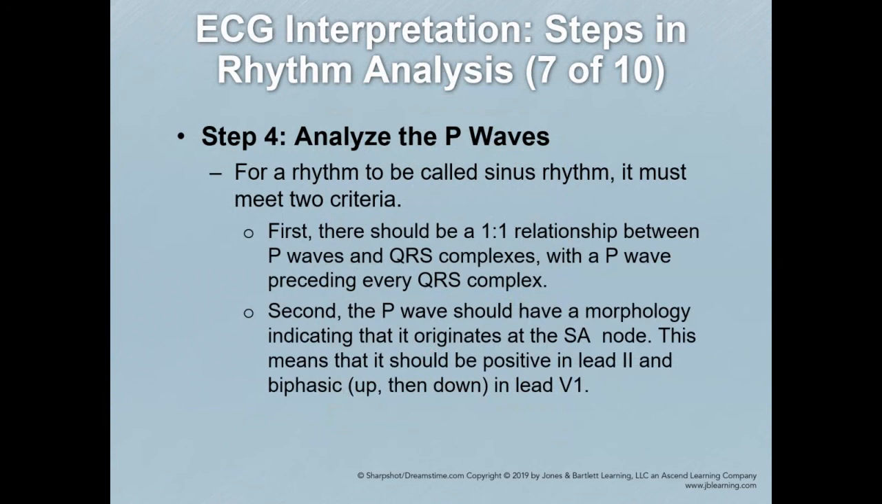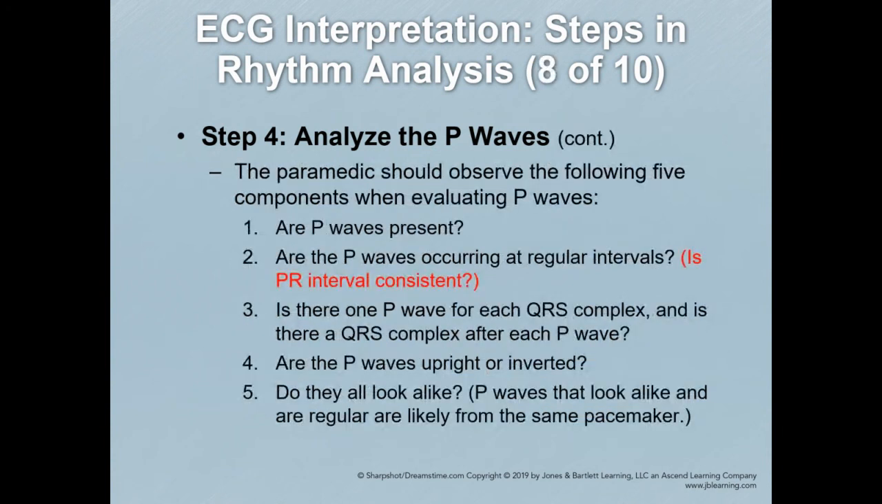Now we're going to analyze our P wave. We want it to be round and upright. There should be a 1-to-1 relationship between P waves and QRS complexes, which I'm going to explain in just a second. P waves should have a standard morphology, meaning they should all be the same shape. Them being different shapes can indicate different things as far as our interpretation is concerned.